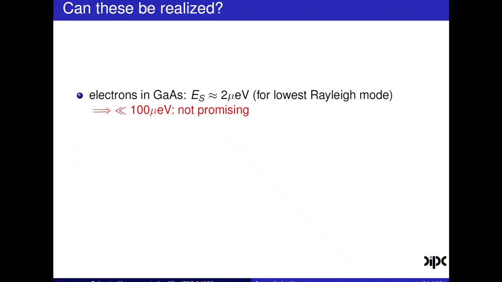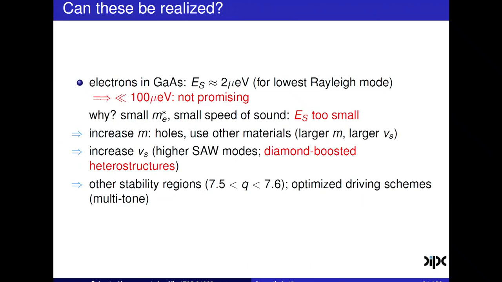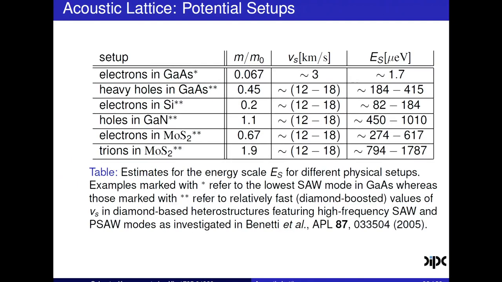But there are, of course, ways around this. We have to look for materials and for particles which have larger mass and a larger speed of sound. This can be done both by looking at materials or by building heterostructures in which we can enhance the speed of sound. We have here investigated a number of options where you see that this important figure of merit can reach up to several thousand. But one has to admit, except for silicon and gallium arsenide, none of these are routinely used materials. These are 2D materials, holes in gallium nitride, and so on.